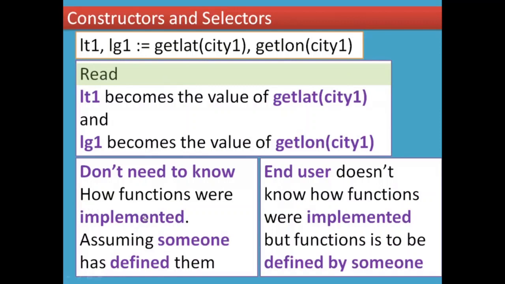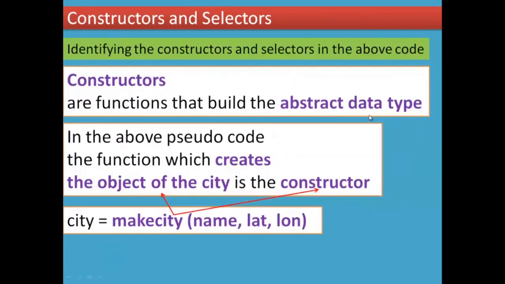We don't need to know how the functions were implemented, assuming someone has defined them. So we need not worry about the functions which are already implemented. The end user doesn't know how the functions were implemented, but a function has to be defined by someone. Get latitude, get longitude, all these functions were implemented by someone before. We need not bother about how it was implemented.